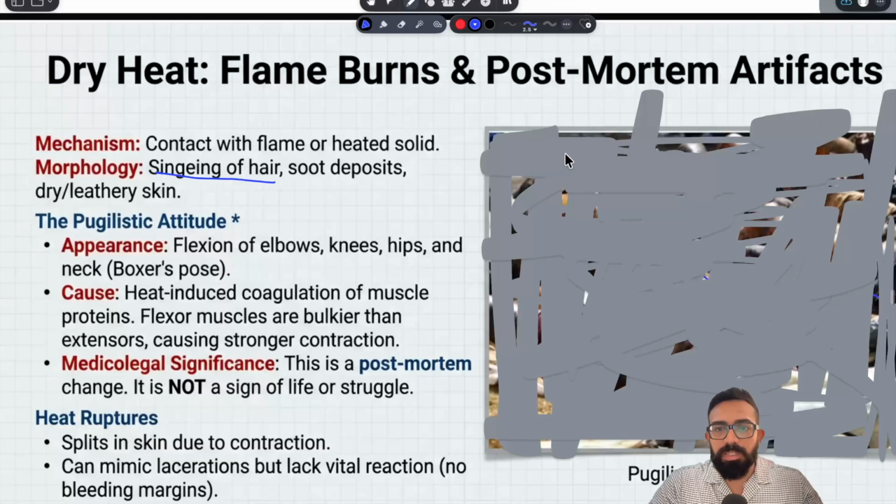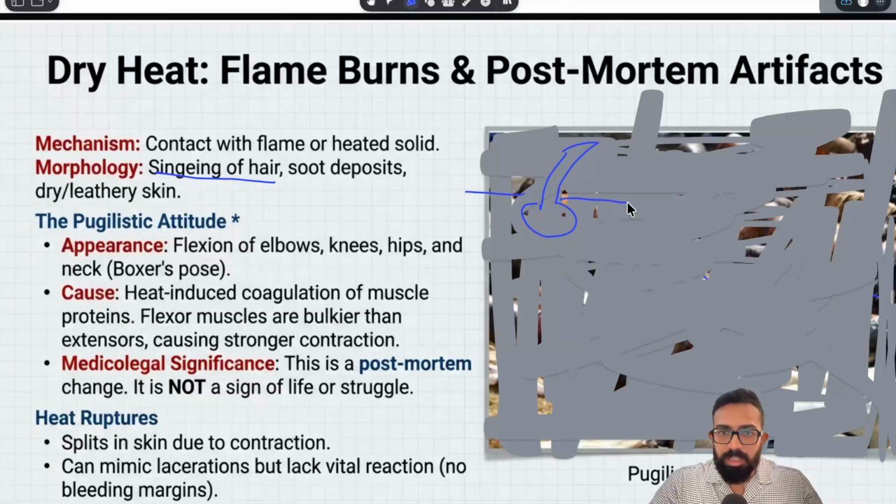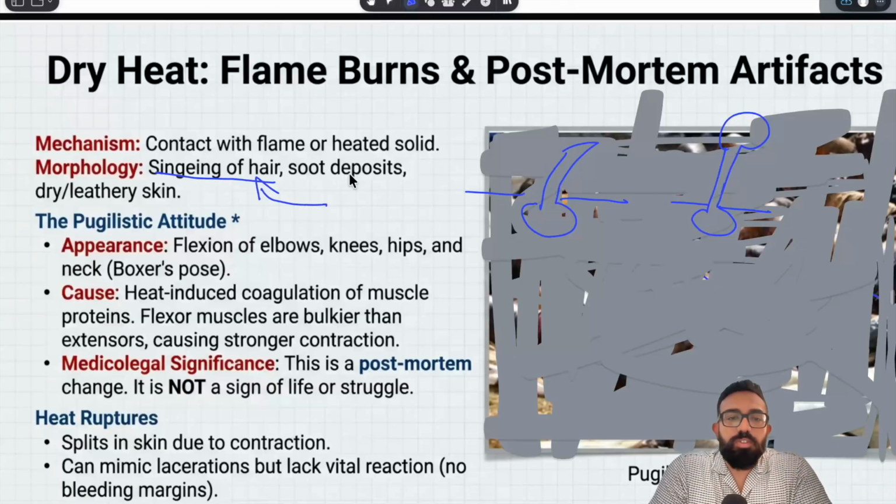Singeing of hairs is basically, if this is how your normal hair is, this is the root of the hair, this is the level of skin. What happens by burns or by flames is that the protein, basically the keratin in the hair, gets denatured and you get what you call this kind of a clubbing at the end. So that is called as singeing of hairs. This is another finding you see in cases of burns.